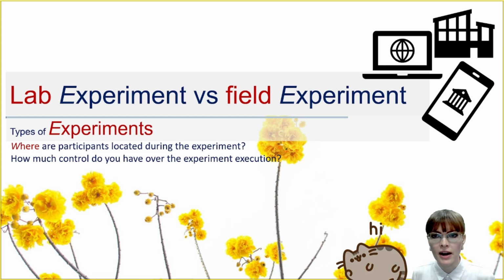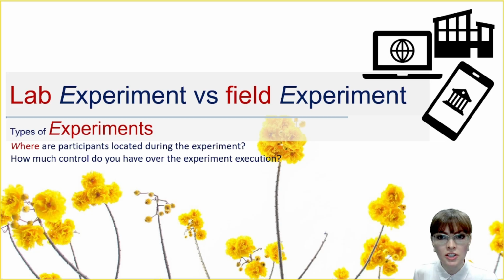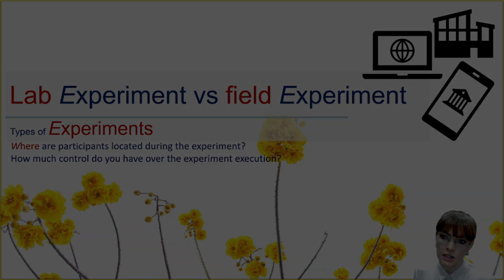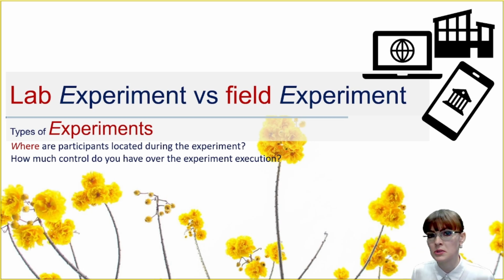Let's have a look now at lab experiment versus field experiment, which is another classification for experiment as a research tool that exists for us as researchers or consultants or academics in academia. And the distinction between the two is very clear. It is about where participants are located during your experiment. And logically, how much control do you have over the experimental execution of the procedures?